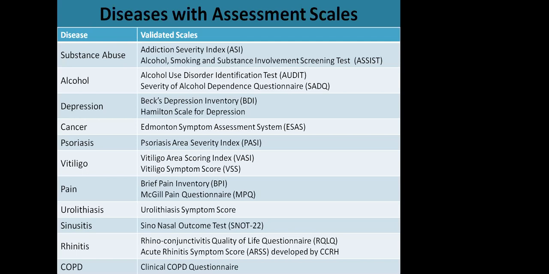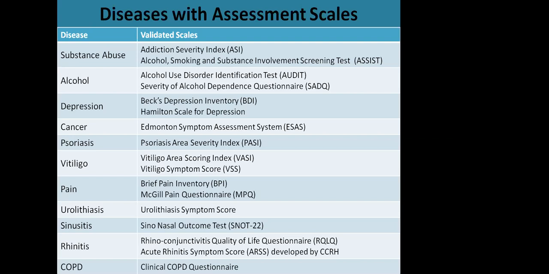And for urolithiasis, it is a urolithiasis symptom score developed by CCRH. For diarrhea also, CCRH developed an index score. And for frozen shoulder, it's the QuickDASH. There are a number of disease conditions and a number of disease-specific scales available in the database. Some of the scales are free to use, some are protected by copyright. So we have to take care of that.